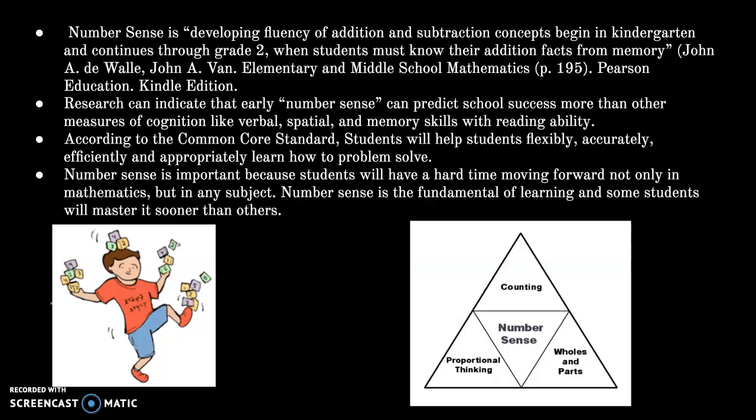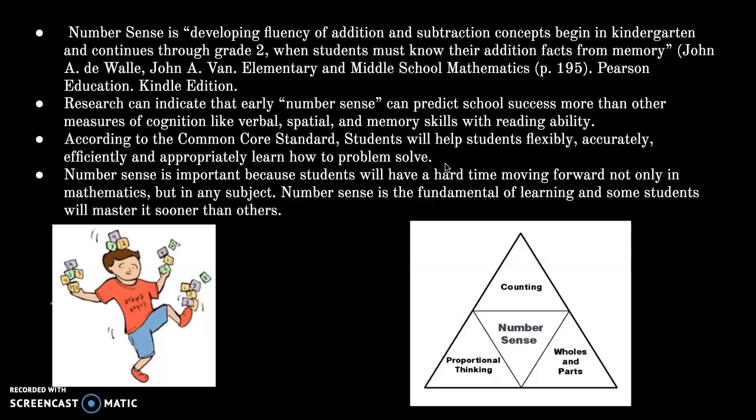There are so many different ways students can come about number sense, but from a very young age, when we are shown number sense, which usually starts in kindergarten, it has a huge impact on our education as we grow as a student. And for the Common Core standards, students will learn to flexibly, accurately, efficiently, and appropriately solve a problem. In math, we are always solving problems.